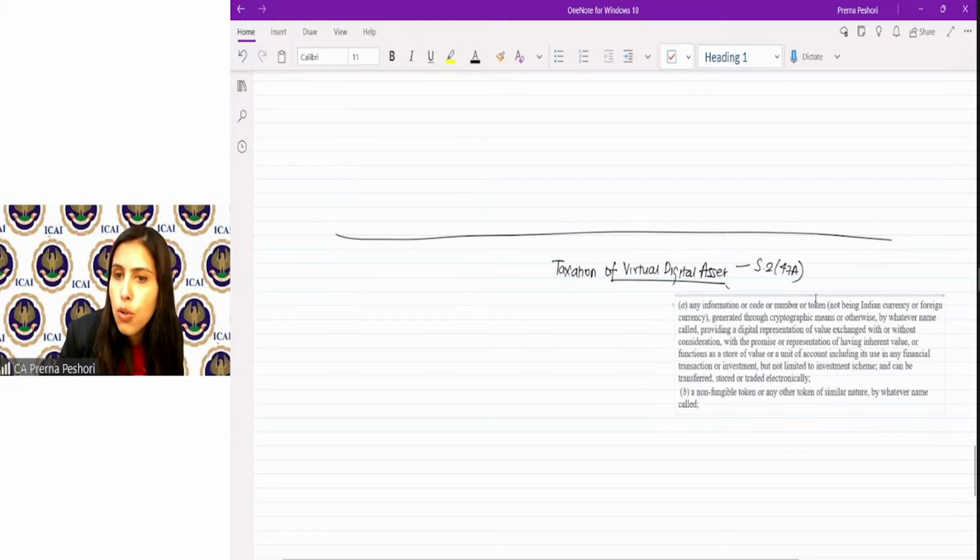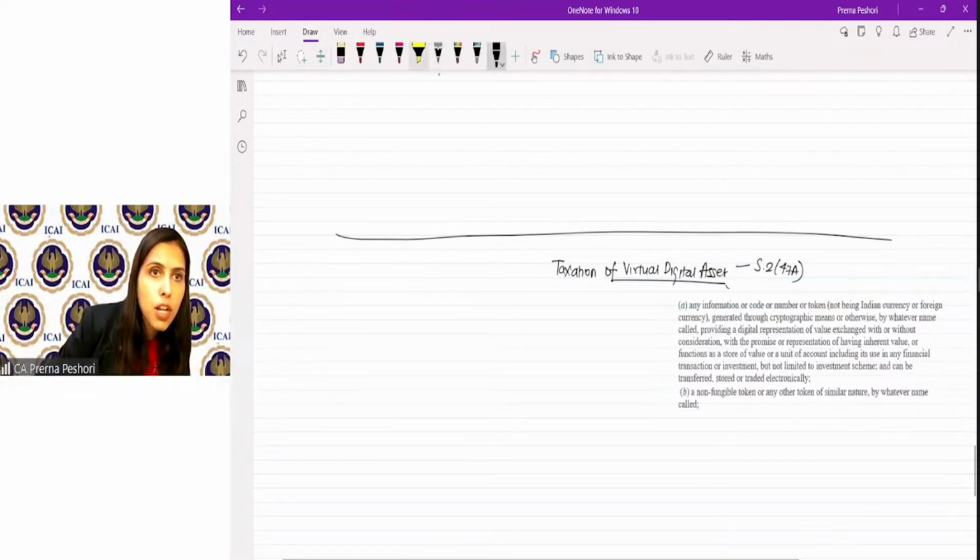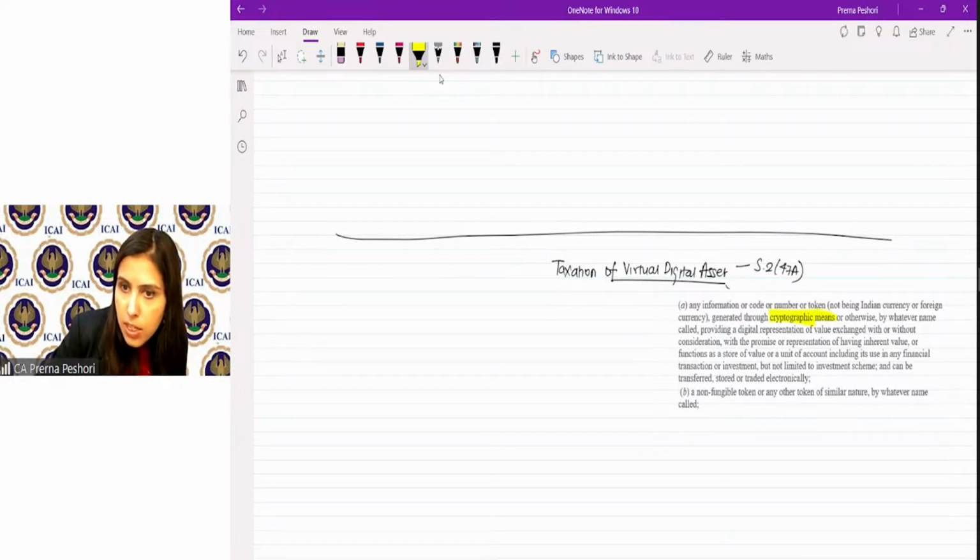It means any information, code, number or token which is generated through cryptographic means, providing a digital representation of value exchanged with the promise or representation of having some inherent value, which functions as a store of value or unit of account and which can be transferred, stored or traded electronically, as well as a non-fungible token. So CBDT has clarified what is not included in the virtual digital asset.